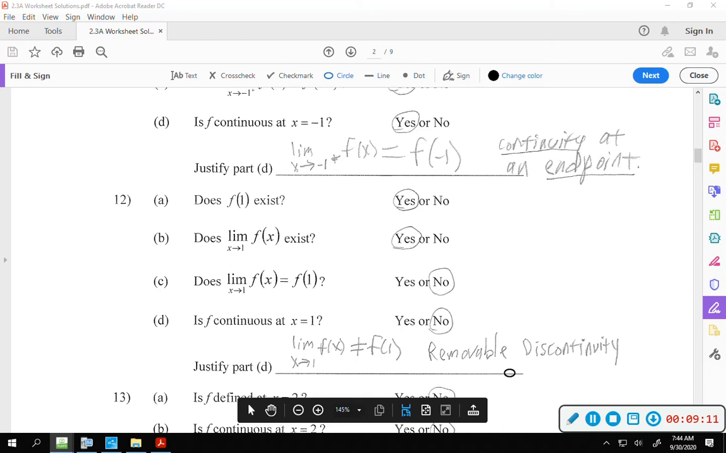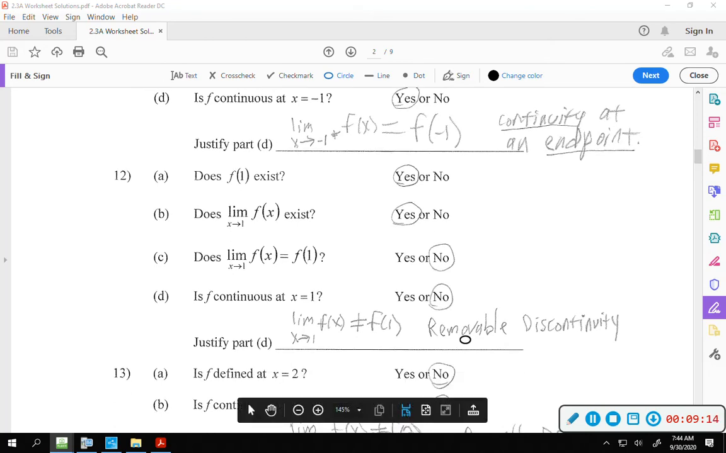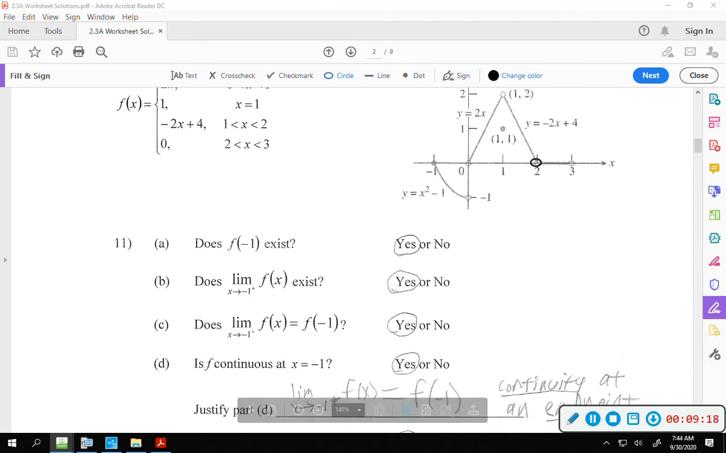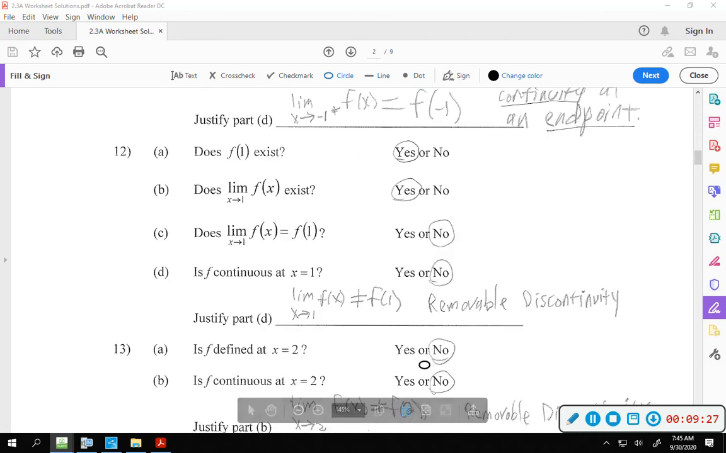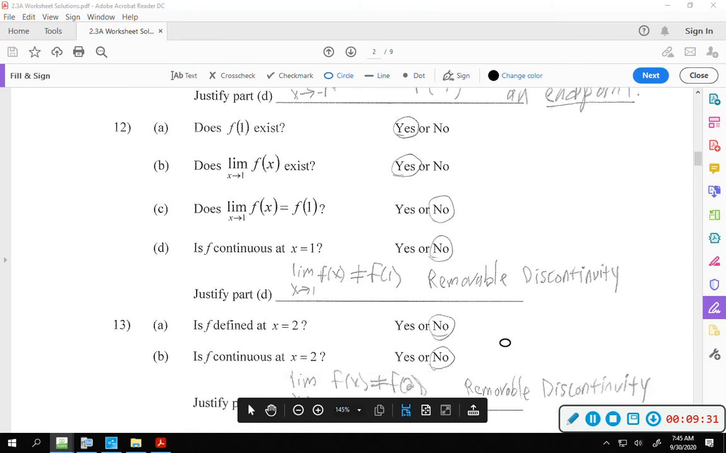13. Is f defined at x equals 2? So now we're talking about 2. Is f defined at x equals 2? No, that's an open circle. Look here, it's not defined at 2. So the answer to that is no. Is f continuous at x equals 2? No.